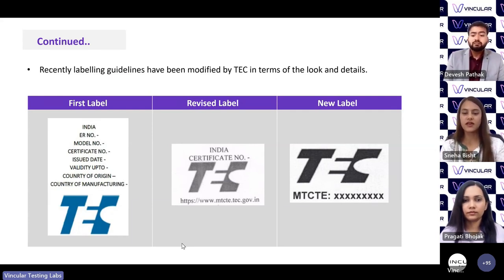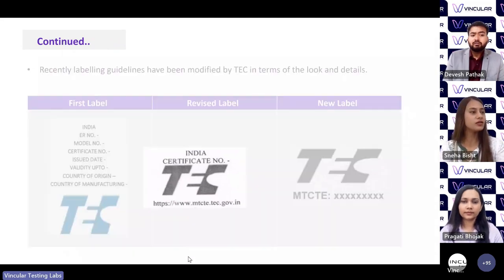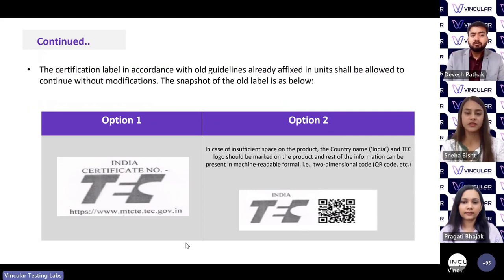In the past, manufacturers had shared feedback with TEC that a large label is difficult to be placed in products with less surface area. On the screen, you can refer to the latest TEC logo on the right-hand side of the presentation. This new label contains less information as compared to the past, and details such as the certificate number and the website link have now been removed. I will now move on to the next slide for how the labeling requirements are for the phase 1 and phase 2 products.